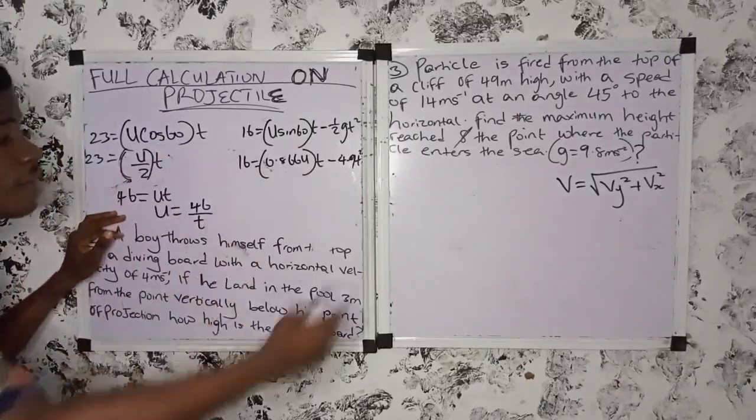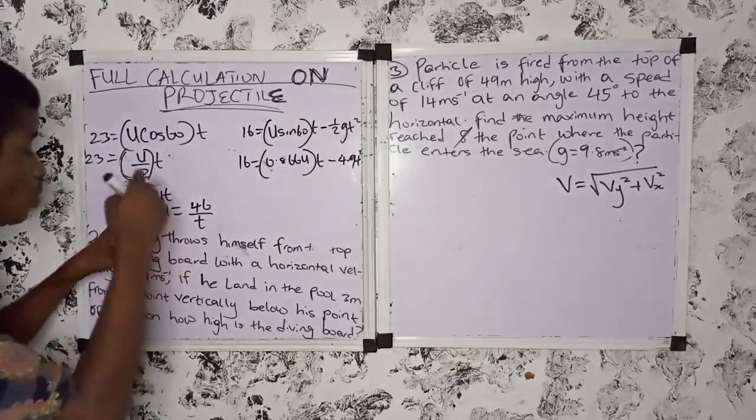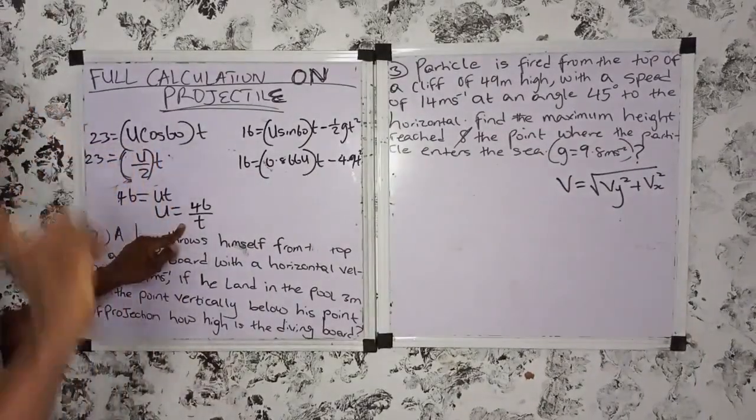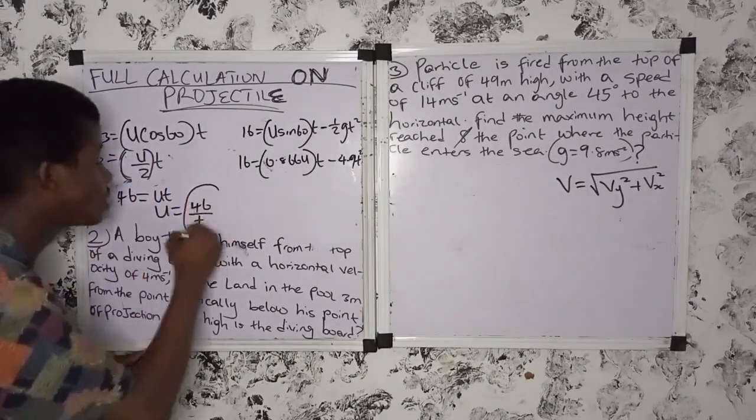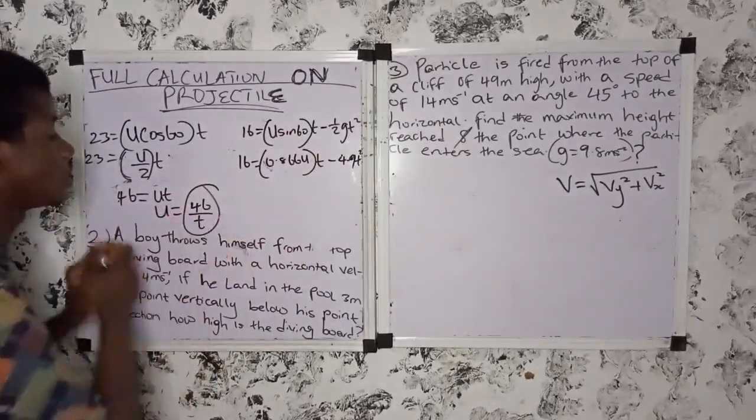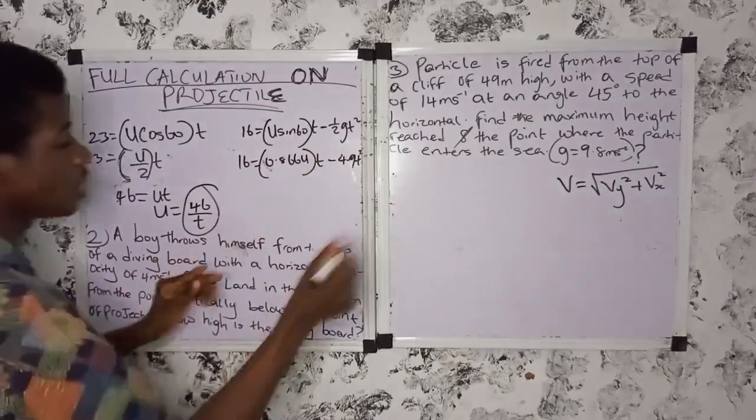Now wherever we see u in our equation, u is now equal to 46 over t, right? So wherever we see u, we'll place 46 over t. Okay. So wherever we see u here, we'll put 46 over t. So let's go to this part.